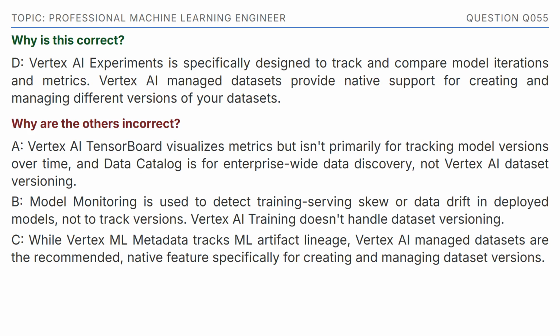B. Model monitoring is used to detect training serving skew or data drift in deployed models, not to track versions. Vertex AI training doesn't handle dataset versioning. C. While Vertex ML metadata tracks ML artifact lineage, Vertex AI managed datasets are the recommended, native feature specifically for creating and managing dataset versions.